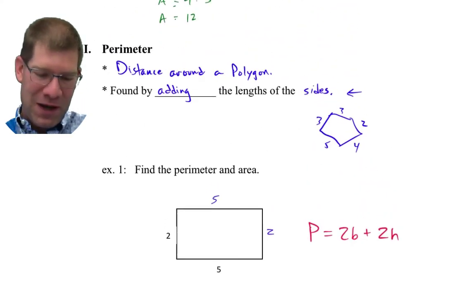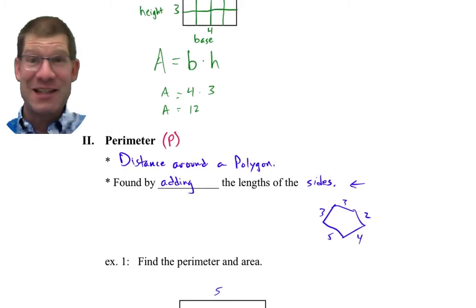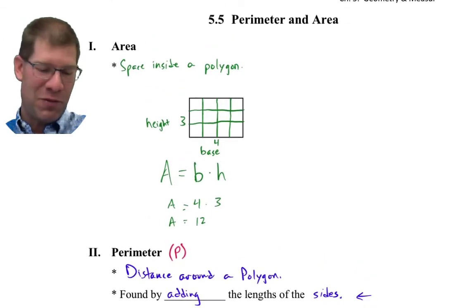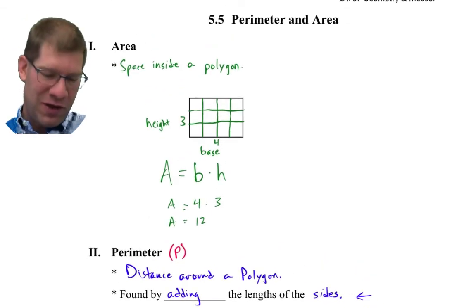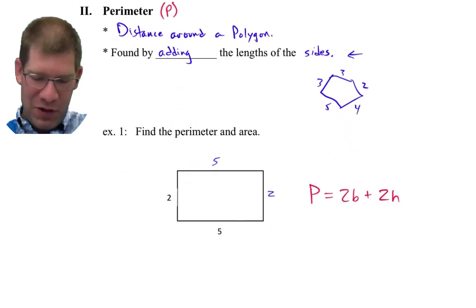I should go back in my notes and add 2 things. Here where we have perimeter, I'm going to put a capital P in parentheses to show that that's the abbreviation for perimeter. And similar sort of thing here for area, I'm going to put a capital A. But that should wrap up the notes for today.